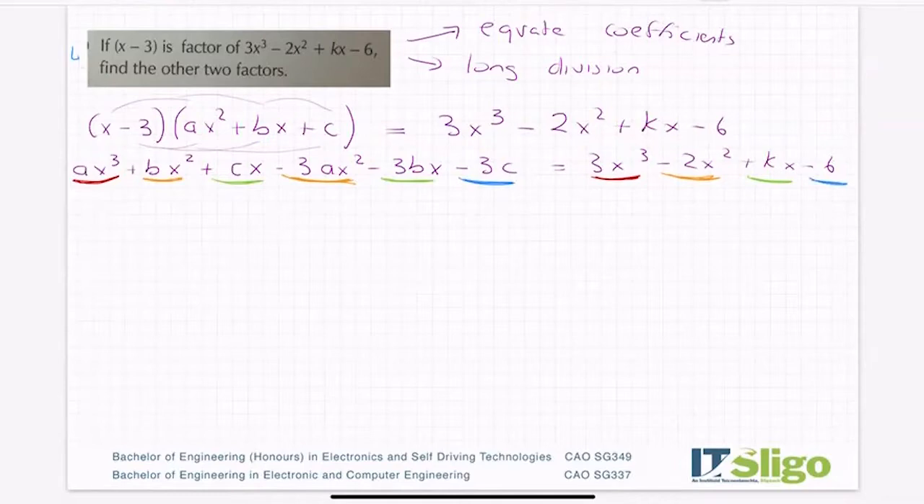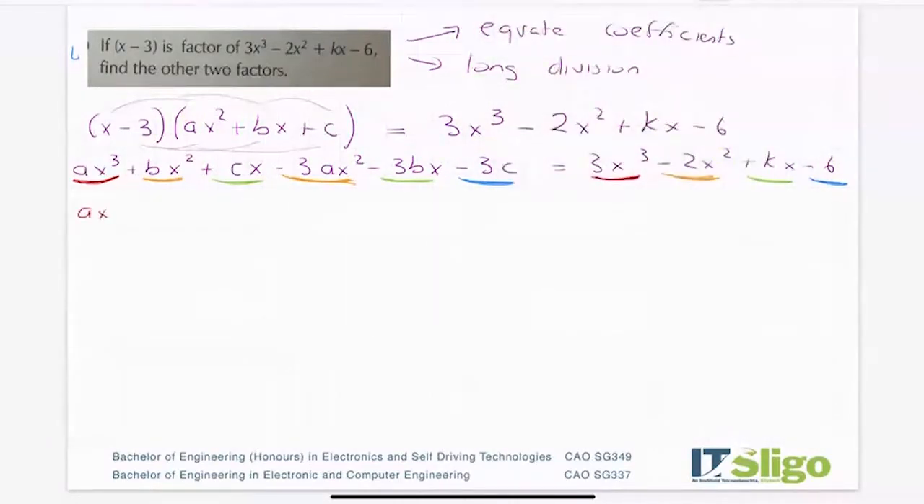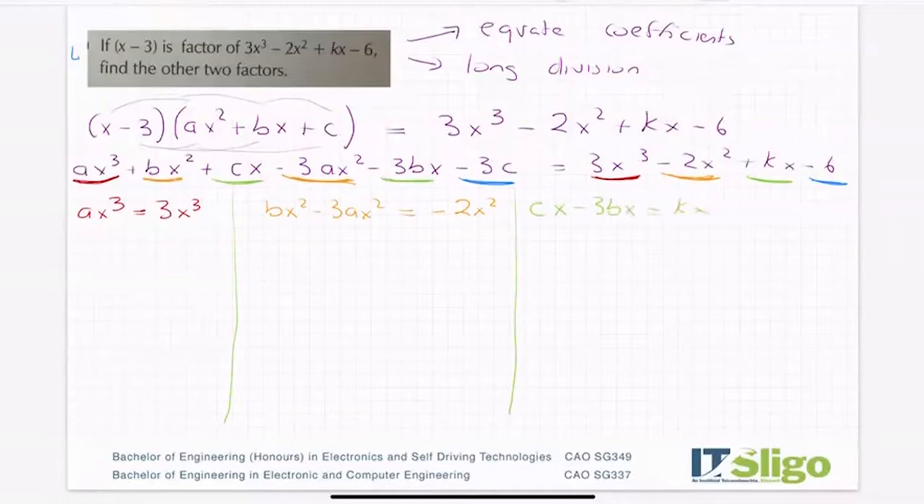Now, let's solve that. Okay, so I have ax cubed being equal to 3x cubed. Okay, I'm just going to write it out a little bit longer than I normally would. Okay, I hope the colors are making sense, but I'm just trying to show you where I'm getting all the pieces. So plus cx minus 3bx is equal to kx. And then minus 3c is equal to minus 6. So make sure you take all the signs, okay? So this one is easy enough.